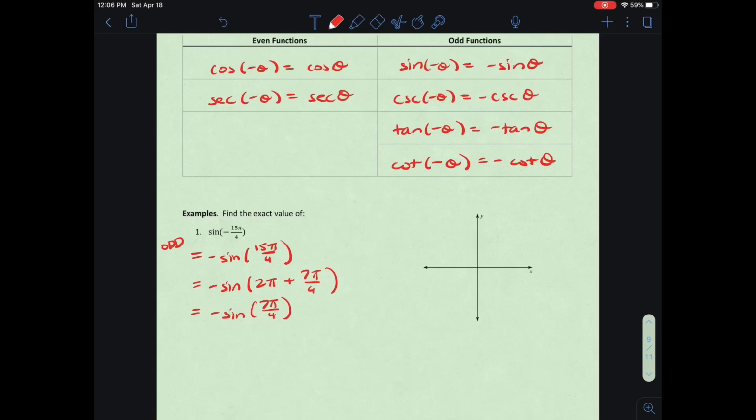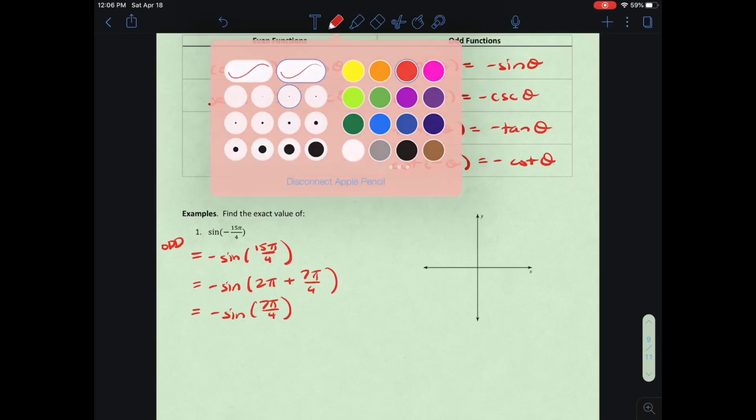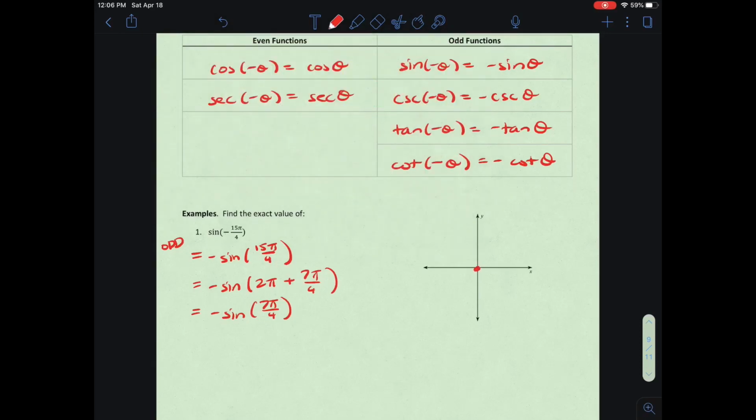And now to find negative sine of 7 pi over 4, if you don't have this memorized, what you can do is draw an angle in standard position. So 7 pi over 4 would look something like this.